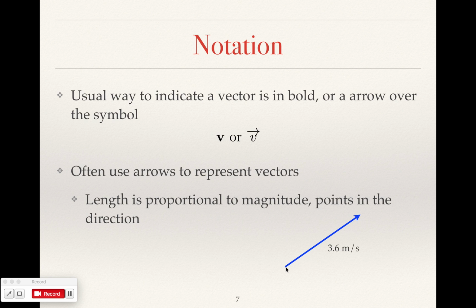Remember, you need some sort of a scale if you're going to do this, because we draw these things on a piece of paper or a board. You need to know how long of an arrow you're going to draw for 1 meter per second. Maybe it's 1 centimeter for each meter per second, so I draw this arrow 3.6 centimeters long. But you need some sort of a scale so this proportionality will work.